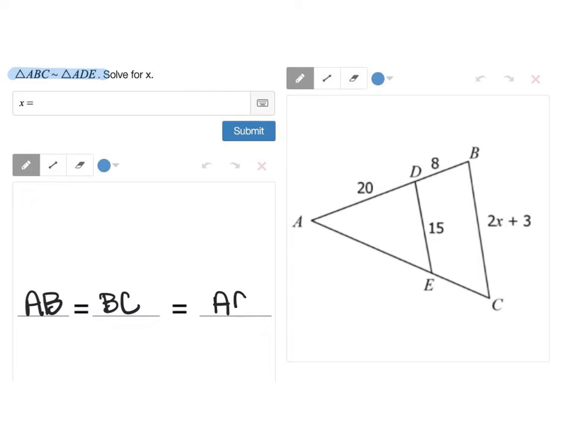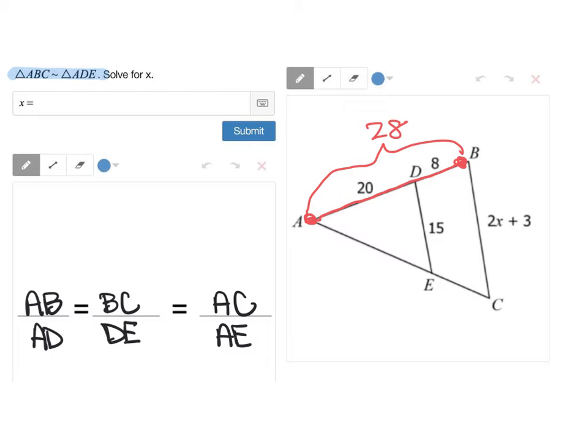AB, BC, and AC, AD, DE. I always just go in order. Just makes things easier. And then I'm just going to find all those pieces. So from A all the way over to B. A all the way over to B is actually 28. So I'll make sure I use that whole value. AD is 20.